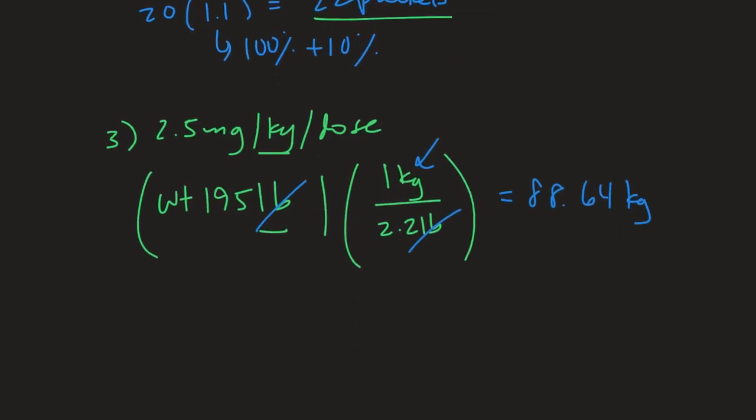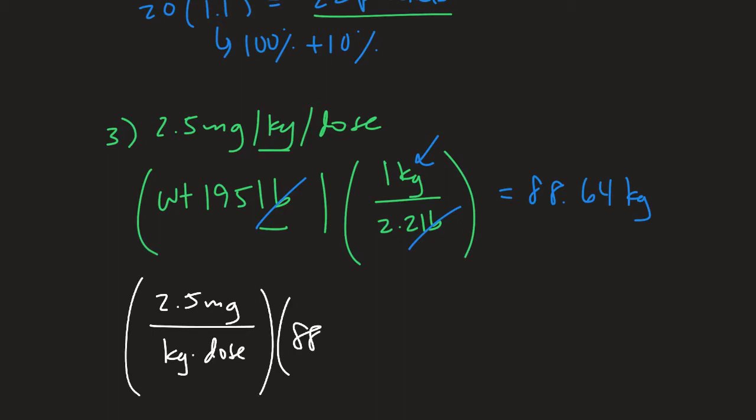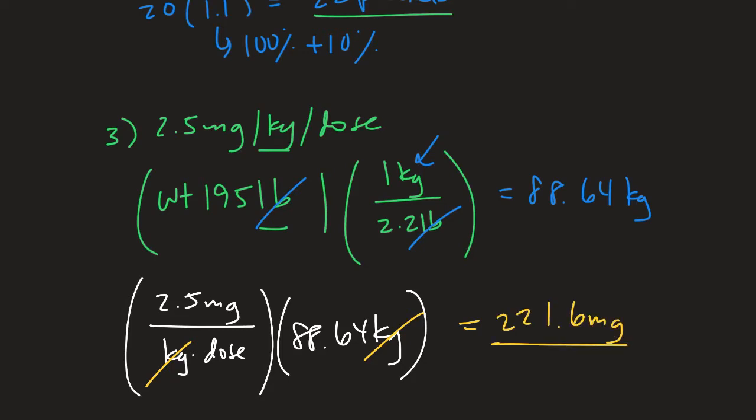So now we can use this: 2.5 mg per kg per dose times 88.64 kilograms. Kilograms cancels out in the numerator and the denominator, leaving you with 88.64 times 2.5 to give you 221.6 mg per dose, also called packet. So 221.6 mg of AI per packet.